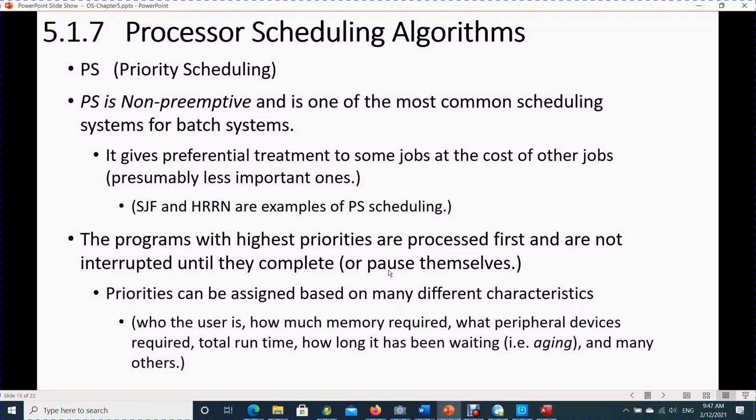Priorities are assigned based on many different characteristics depending on the system. Who the user is, how much memory is required, what peripheral devices are required, how long it's going to take to run the job, how long it has been waiting, that's called aging, and many others.